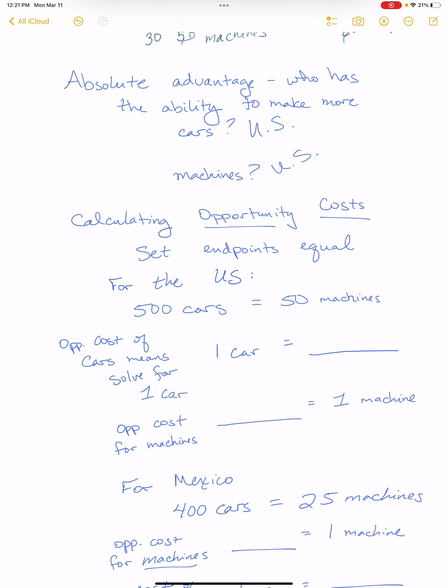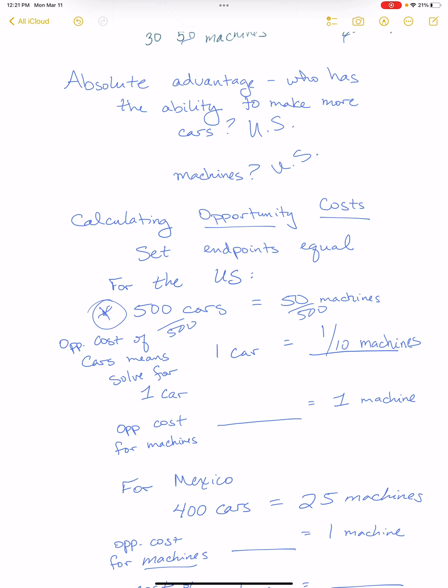If I ask you for the opportunity cost of cars, you're going to solve that equation, 500 cars equals 50 machines, for one car. So how do you go from 500 cars to one car? You've got to divide both sides of the equation by 500. And so what you're going to end up with is that one car equals 1/10 machines. So that would be your answer. If you are taking a test and you have to find the opportunity cost for cars, your answer is going to be in terms of machines.